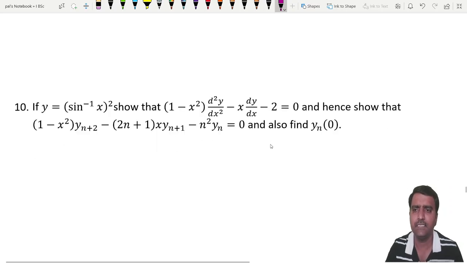Yeah, you see one more example, that is y is equal to sine inverse of x whole square. If y is equal to sine inverse of x whole square, then we have to show that 1 plus x square, d square y by dx square, which is nothing but y2, and this y1, minus 2 is equal to 0, and hence show that, and also we have to show this result, and finally we need to find yn of 0.